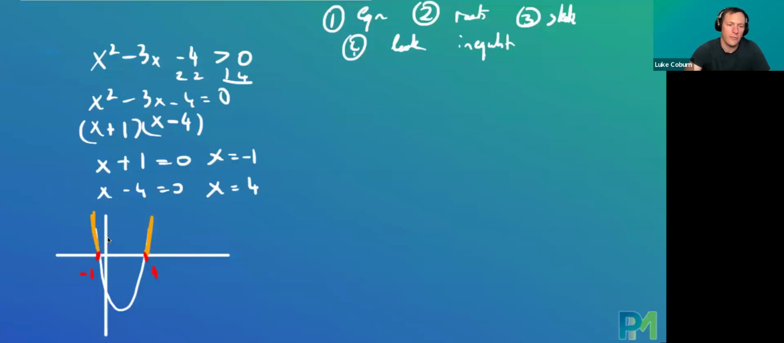What x values does that correspond to? Well, it would have to be not that one, because we're strictly greater than 0. So we're not at the place where it's equal to 0. So in other words, x is less than minus 1. And then here, x is greater than 4.